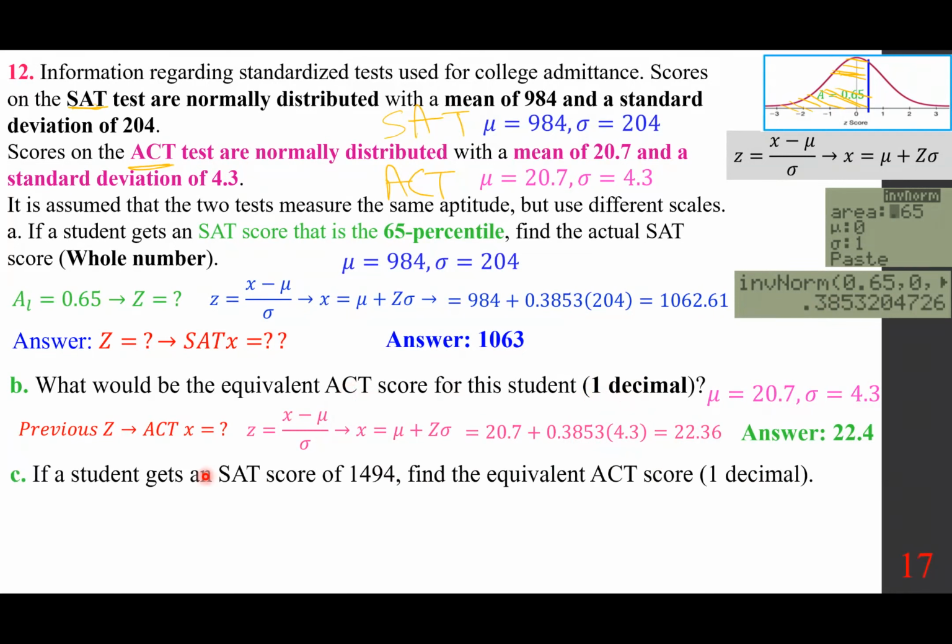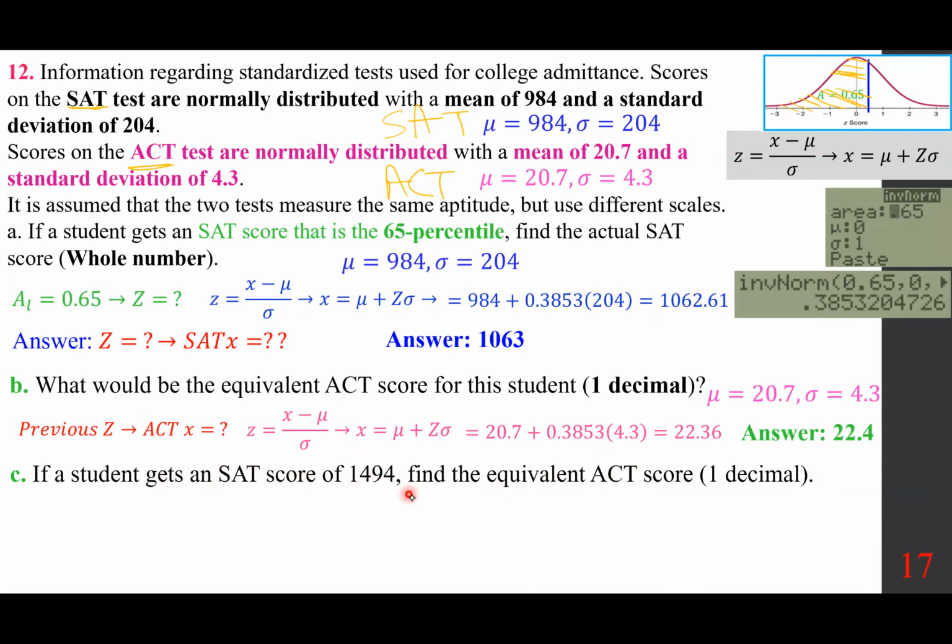If a student gets an SAT score of 1494, find the equivalent ACT score. So now we have X. For SAT, we have X. We want to find the Z score corresponding to 1494 for SAT, which makes it the same Z score for ACT, and then we find the X for that. So I hope everybody understands what's happening.